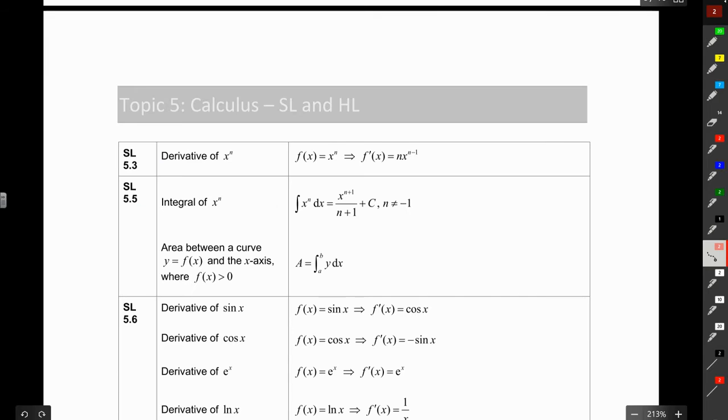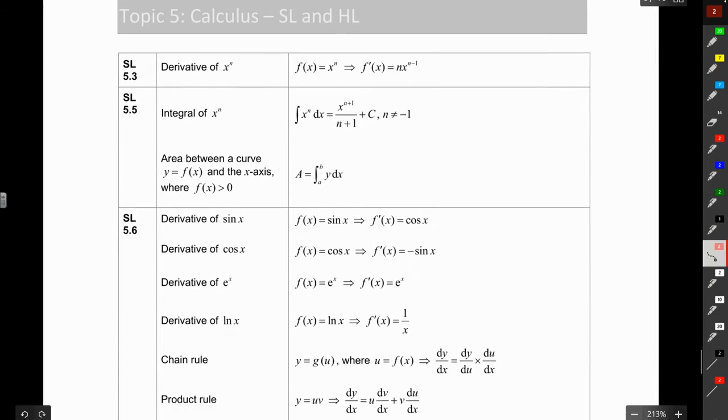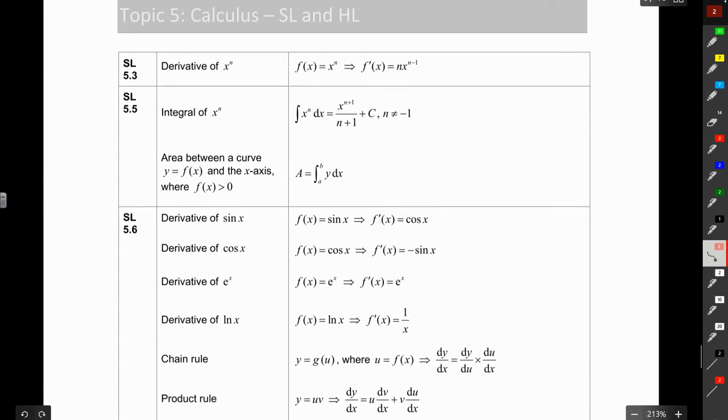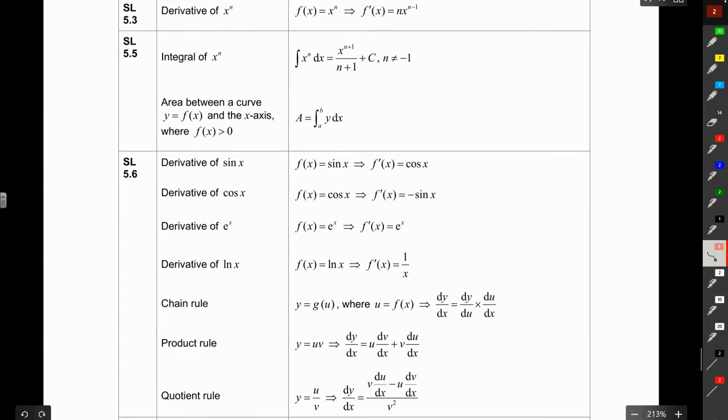If you go to topic 5 in your formula booklet under calculus, you'll see that these derivatives are here under SL 5.6. And of course, I had already shown you chain rule, product rule, and quotient rule are there as well. So you don't have to memorize them. They're right here as a reference.